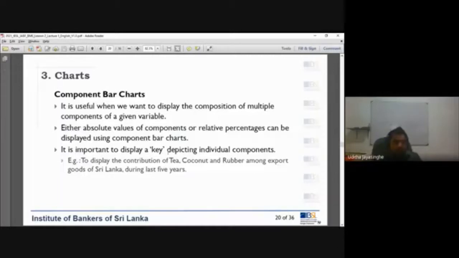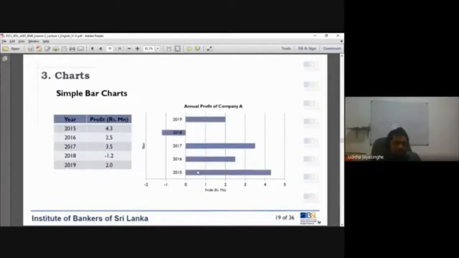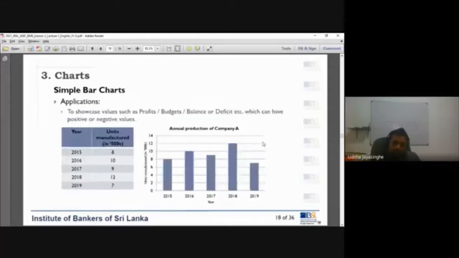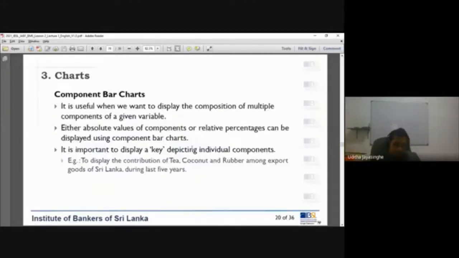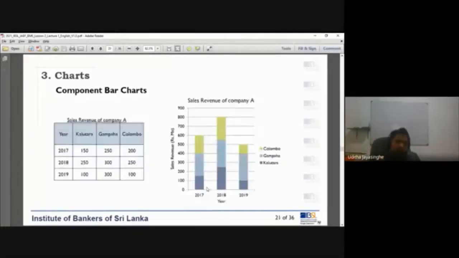Further, it's important to display the key depicting individual components. Unlike these earlier charts where you are discussing one single aspect, this bar is going to tell you the profits, and here it's the number of units manufactured. But when you come to the component bar chart, the height is going to tell you different elements. So it's important to write a key or give colors or definitions to whatever you are drawing in this chart. Okay, let's see a couple of examples.